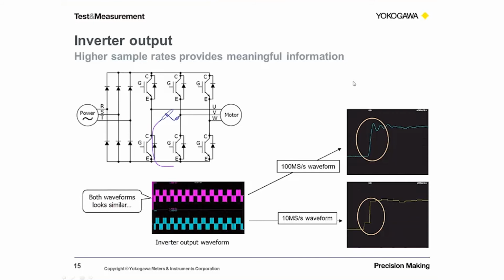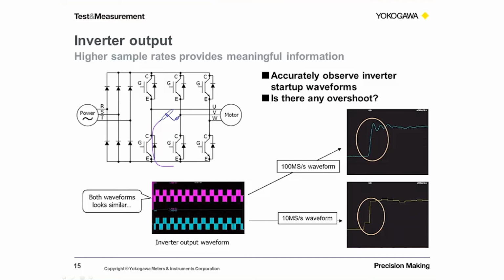So essentially, the story here is that it's not only necessary to sample at high speed or at high resolution or with high levels of isolation voltage, but you need to do all three simultaneously, and that essentially is what our high speed module provides for you. In this case, we can't see the overshoots if we're only sampling at 10 megasamples per second.